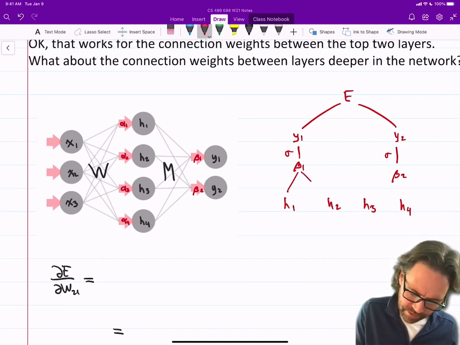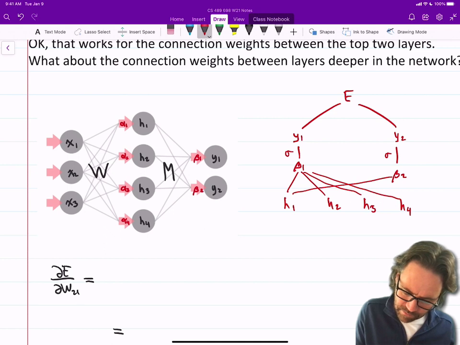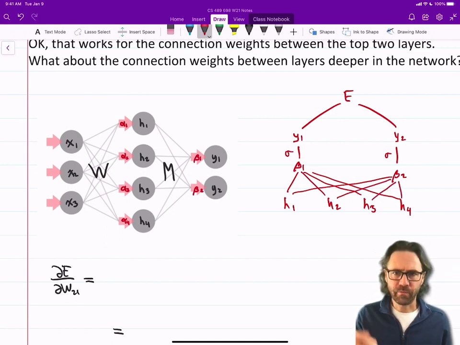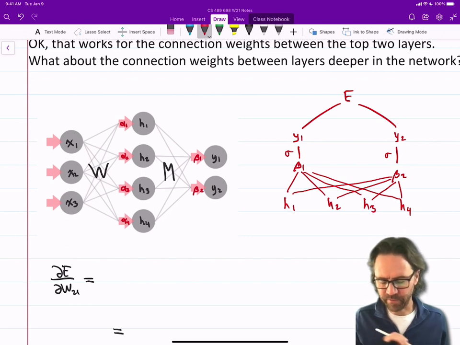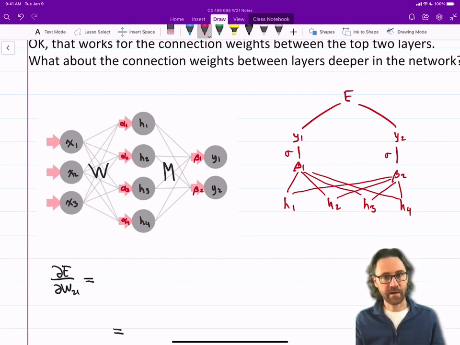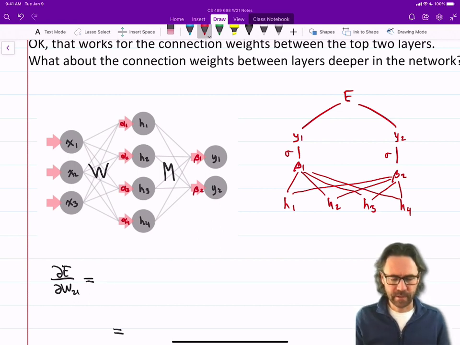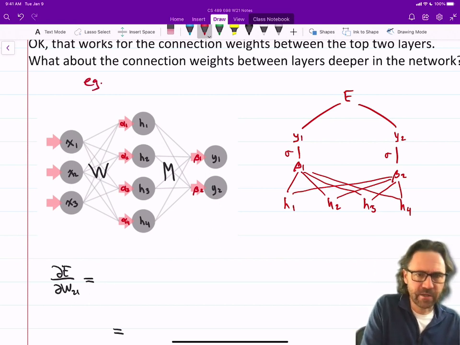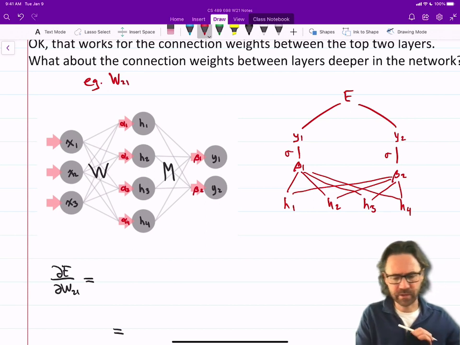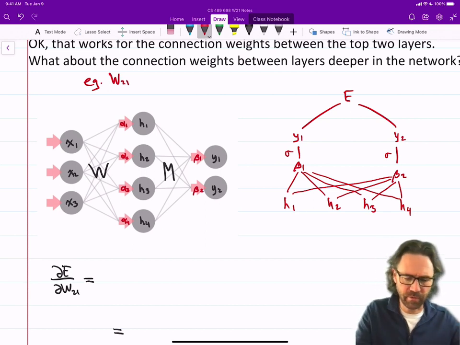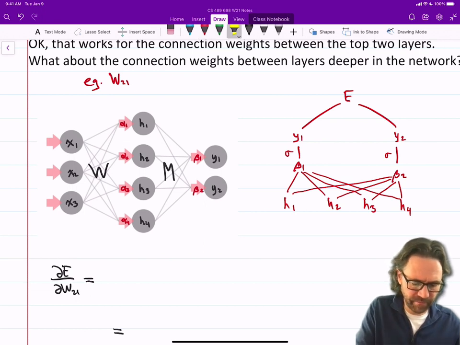Okay, and so each of these depends on each of those. In addition, the weights of those connections are the connection weights, the M's. So for example, let's look at W21. We want to compute the gradient of the loss with respect to W21. That's the weight going from X2 to alpha 1.